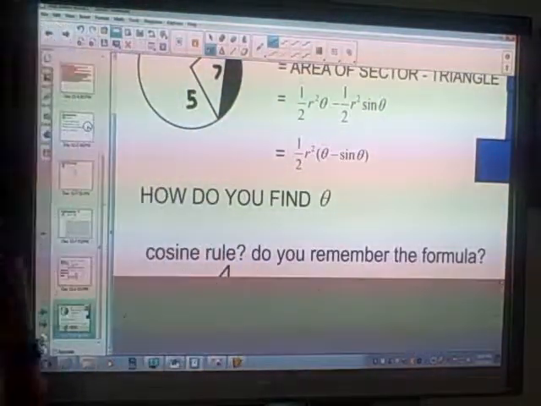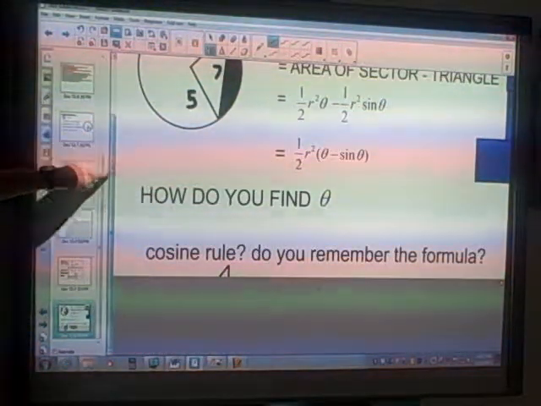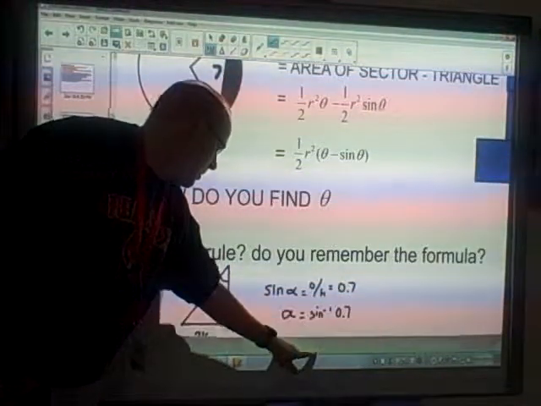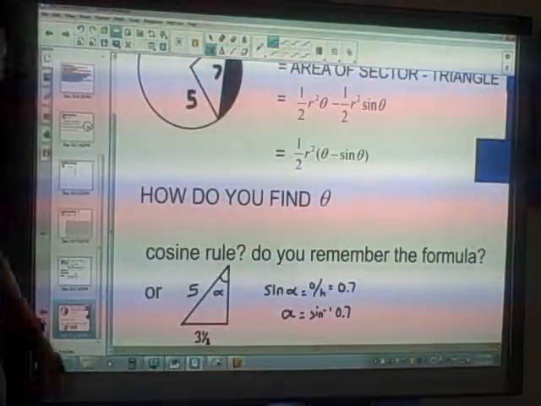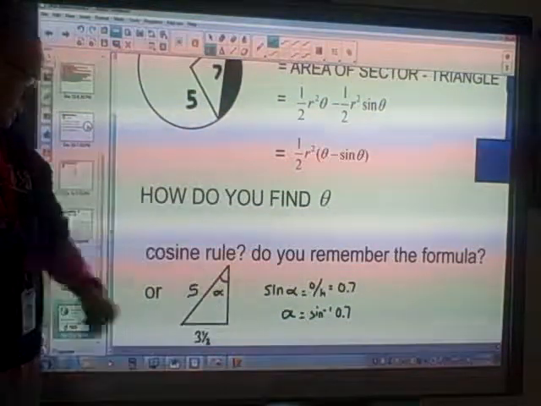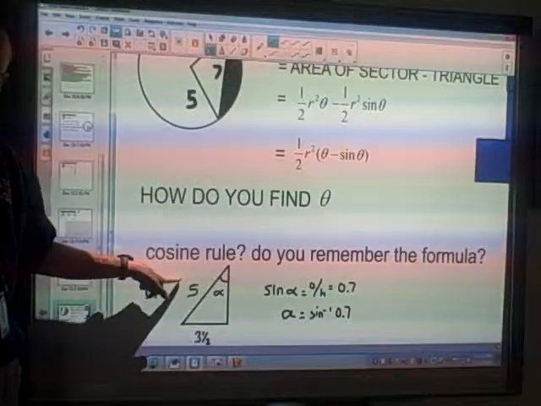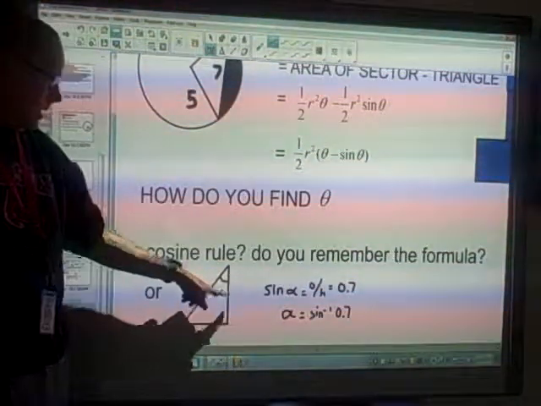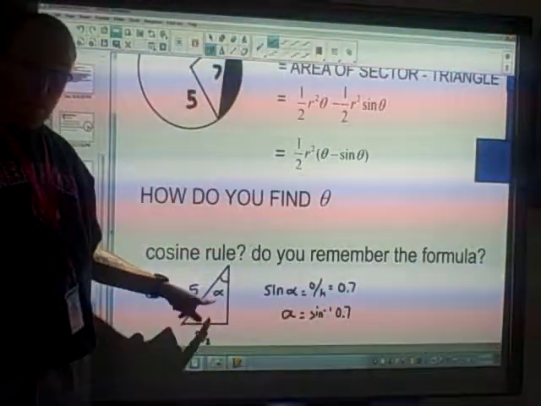Well, you could use the cosine rule if you can remember that, but that's quite a long formula, and that's not on the formula sheet. So we might want to resort to using a little picture. If we take that triangle and split it in half, we can work out this angle here using trigonometry, so opposite over hypotenuse. I've called this angle alpha because the angle up here is the full angle, so this is just a half of that angle.